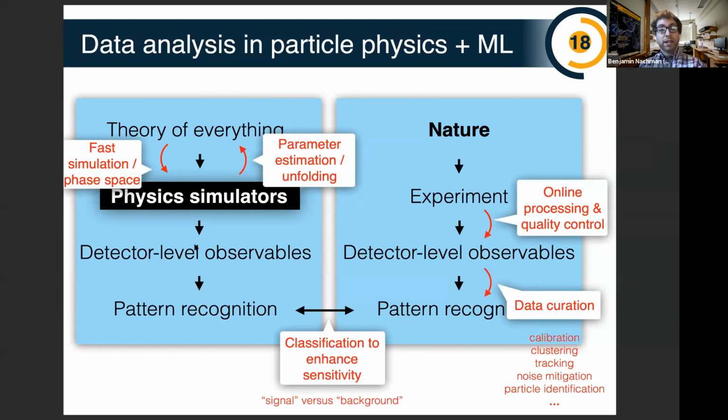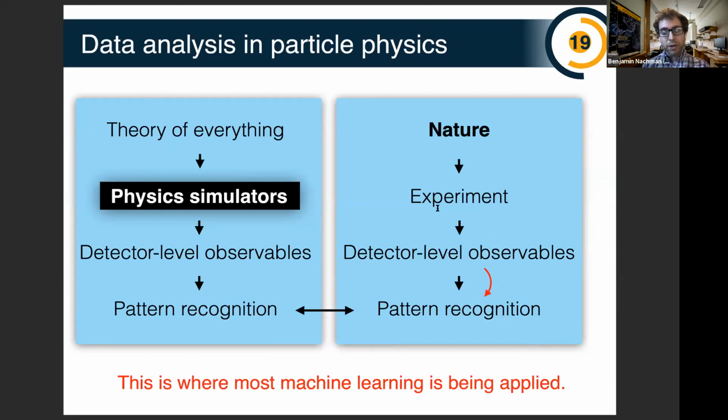On the theory side, we're using generative models for speeding up simulations. I'll say a bit more about that, as well as for the inference problem, which I'll also talk about in a little bit more detail. Okay, great. So now I just want to walk through basically a series of examples.